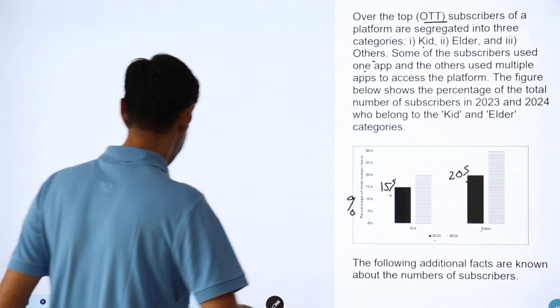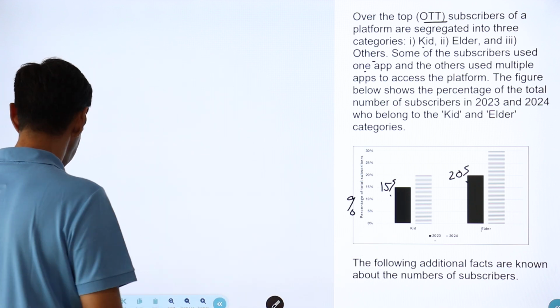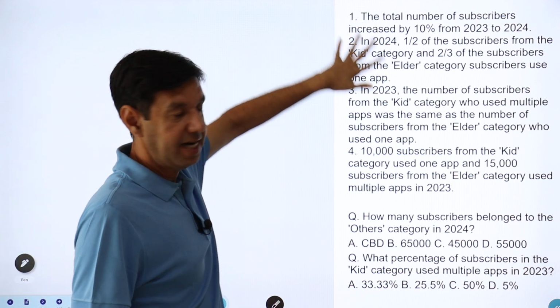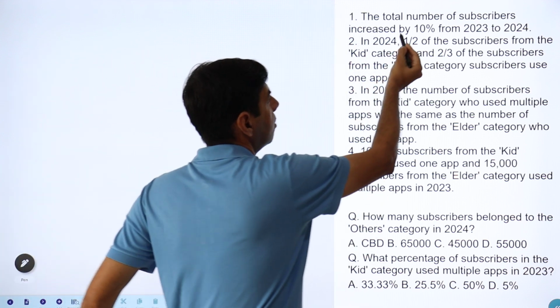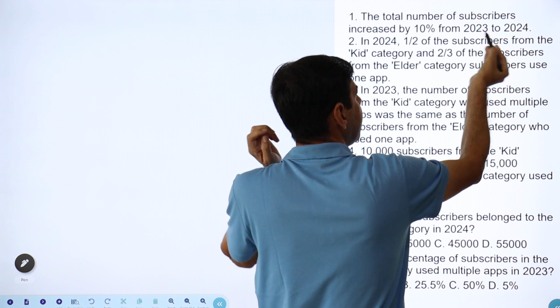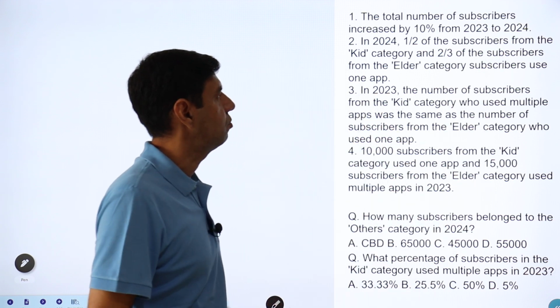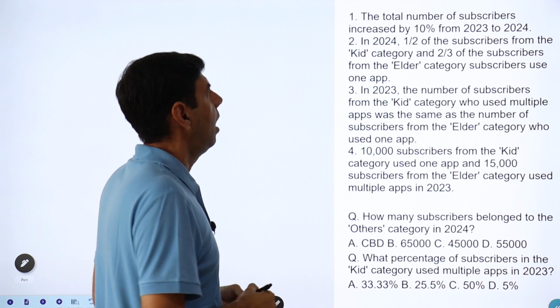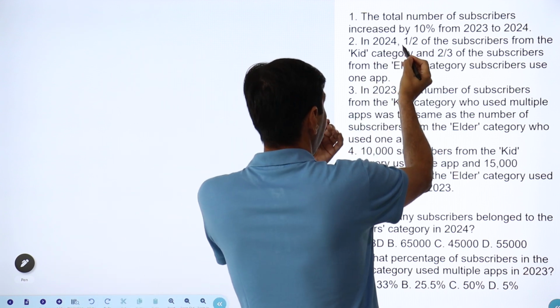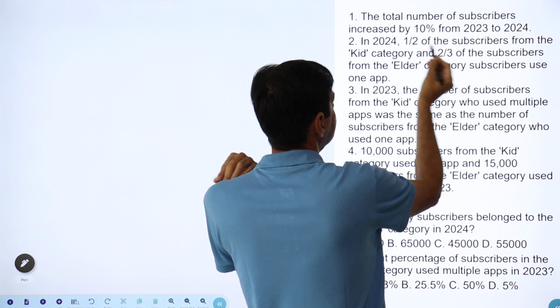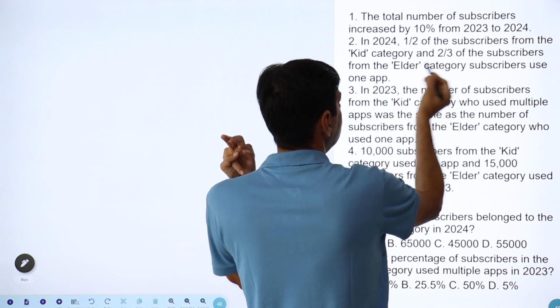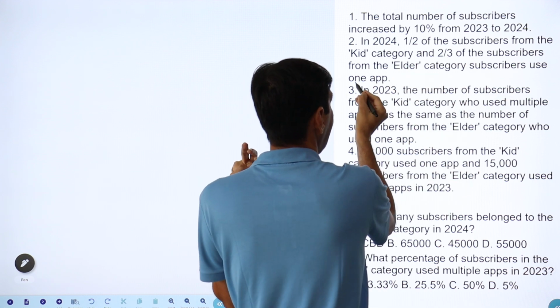And we have the following additional information. So we'll come back to this when needed. First, let's get an idea what this is all about. The total number of subscribers increased by 10%. So all of it, the basket, the pie increased by 10% from 23. Okay. In 24, the next year, 1/2 of subscribers from kid and 2/3 use one app.